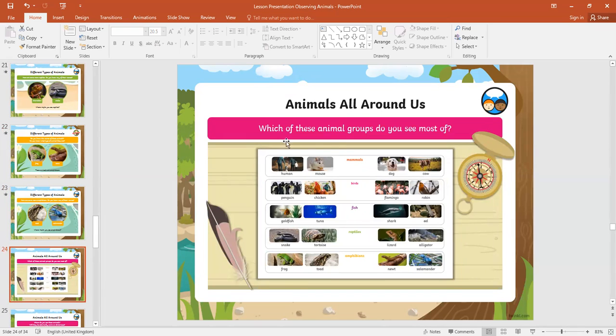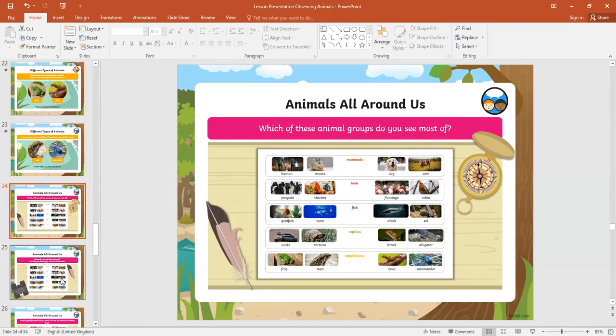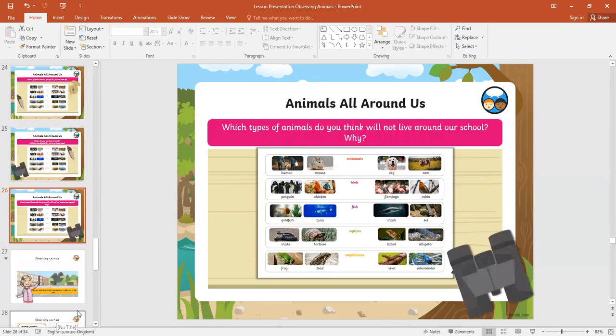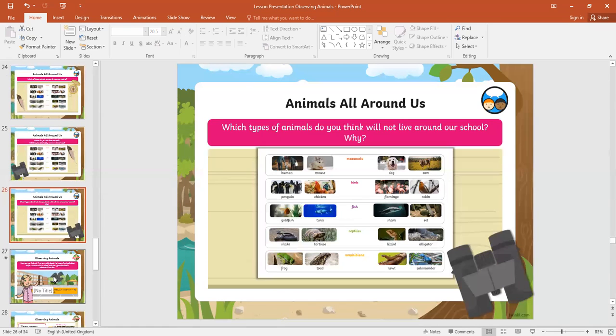Animals all around us. Which of these animal groups do you see most of? Where do you see these animals? Will they be able to fly, swim, or climb trees? Pause the video and have a little think. Which type of animals do you think will not live around our school? Why? Pause the video and have another think.